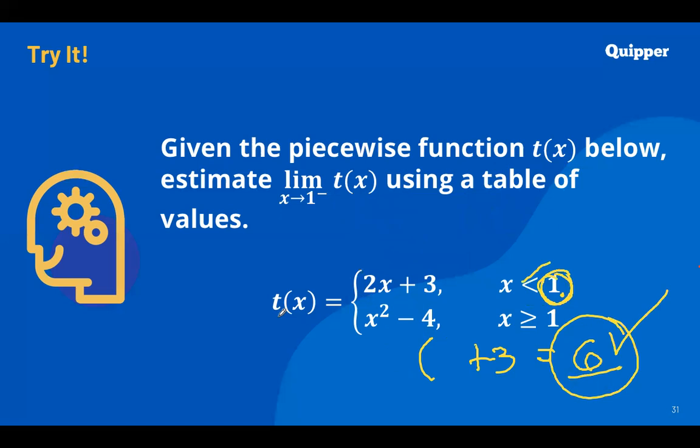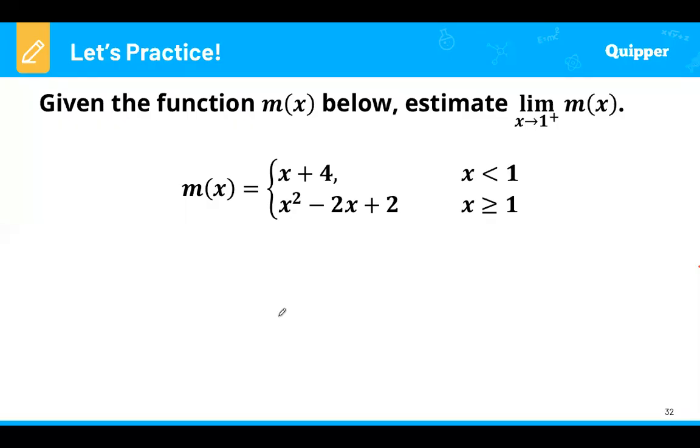Okay. Alisin ko muna sila lahat para malinis. Given the function m of x below, estimate the limit of m of x if x approaches 1 from the right. Again, this one is the right side. Right side, that is plus. Kapag plus, or kapag right side, is it less than or greater than? Of course, we have greater than.